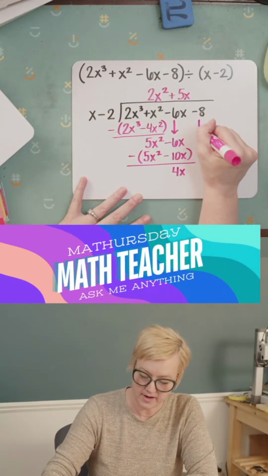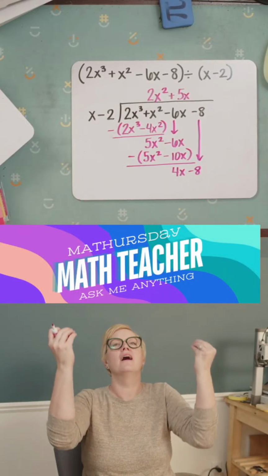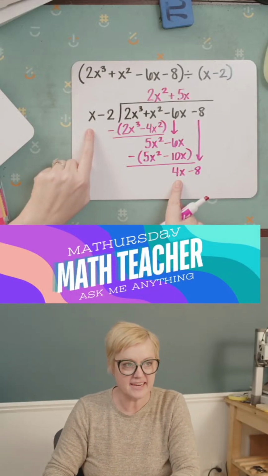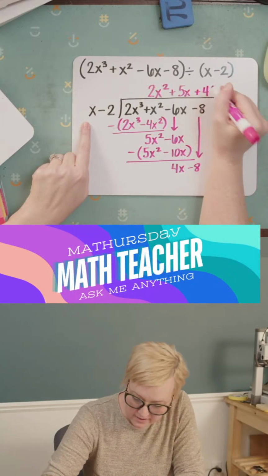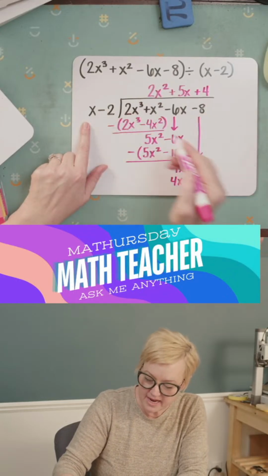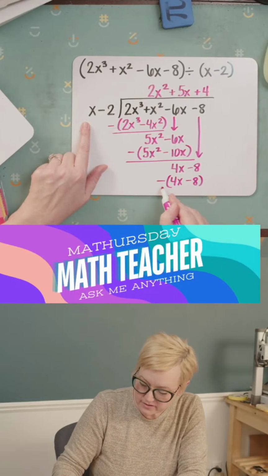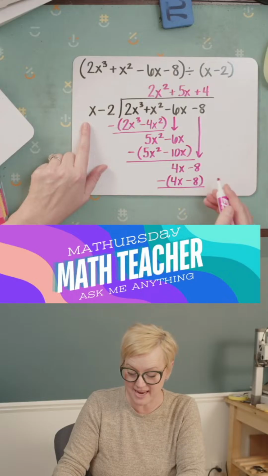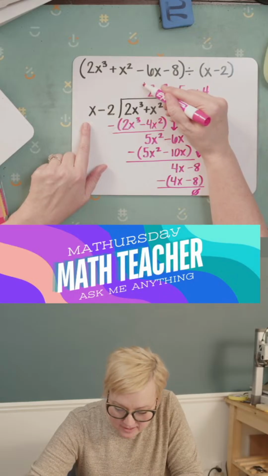And now I bring down the -8. This is one of those moments that is just the beautiful, beautiful thing. So 4x and x. x times what gives me 4x? x times 4, so I do a plus 4 here. 4 times x is 4x. 4 times negative 2 is negative 8. I'm going to subtract all of those. Oh, look at that. 4x minus 4x is 0. Negative 8 minus negative 8 is 0. There is no remainder. So this is my solution.